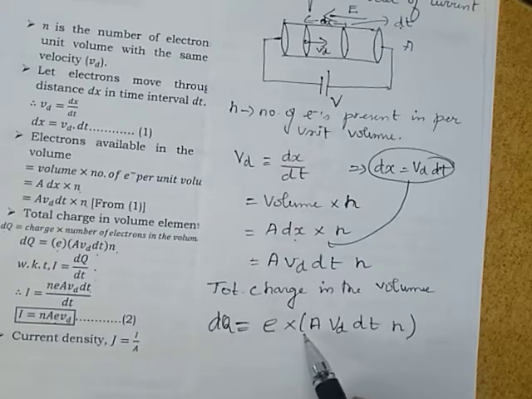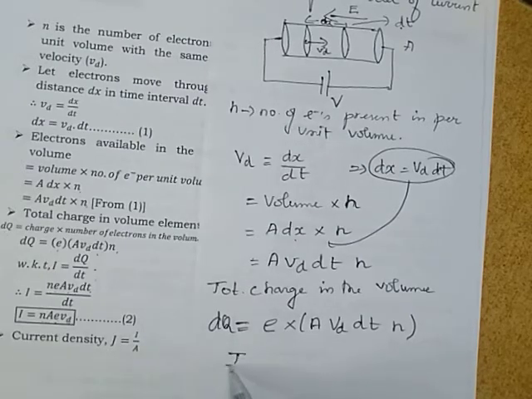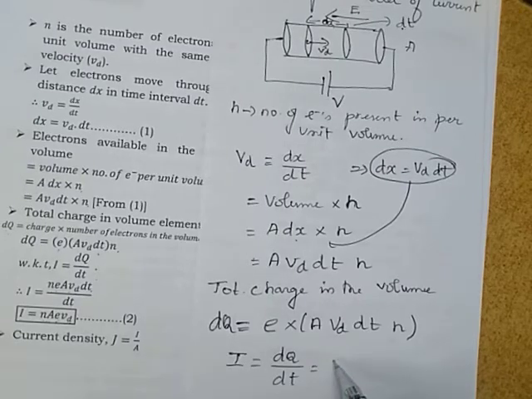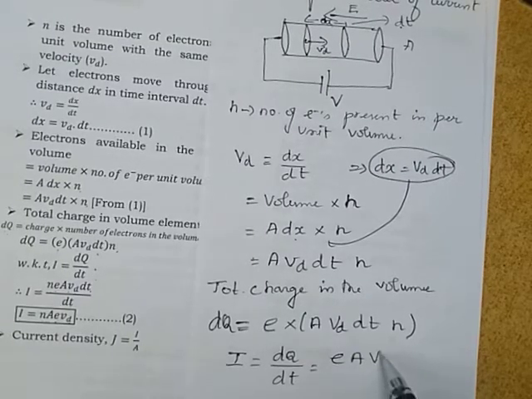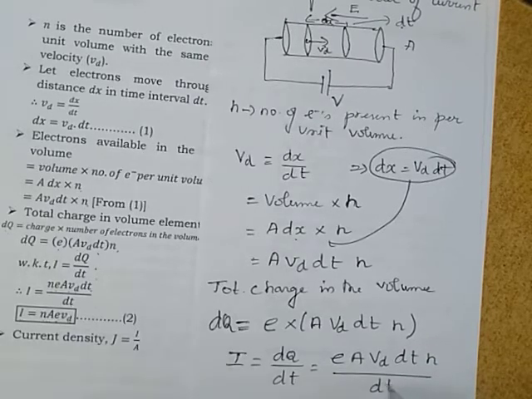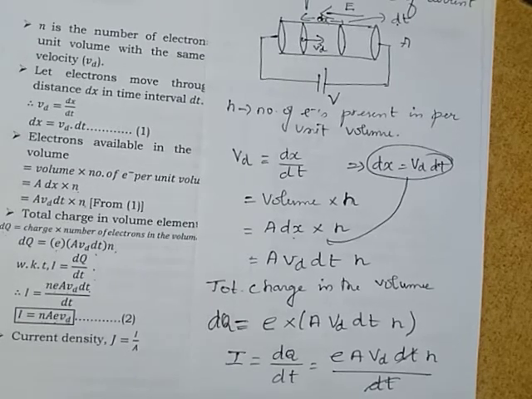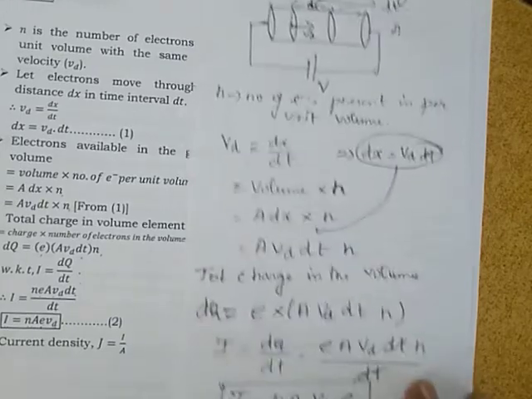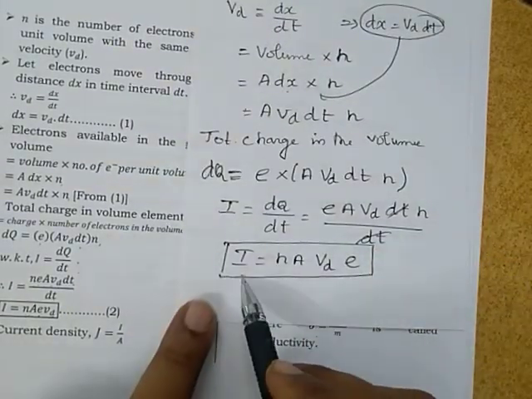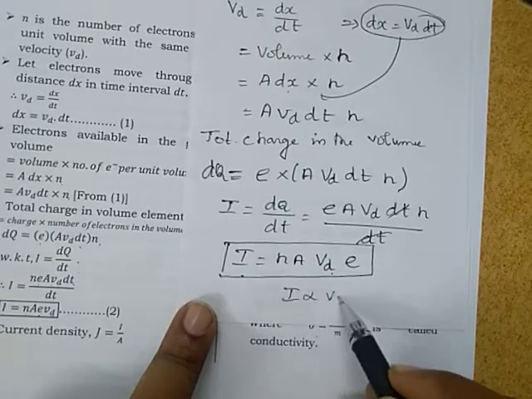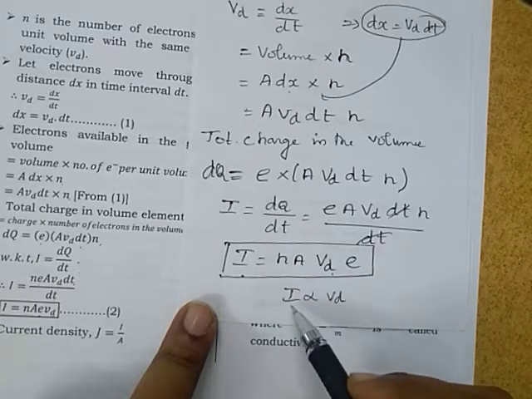This is dq. We know current I is equal to dq by dt, so dq can be written as e A Vd dt n by dt. The dt cancels, then we get I is equal to n A Vd e. This expression shows that current depends on drift velocity. I is proportional to Vd. If drift velocity increases, current increases.